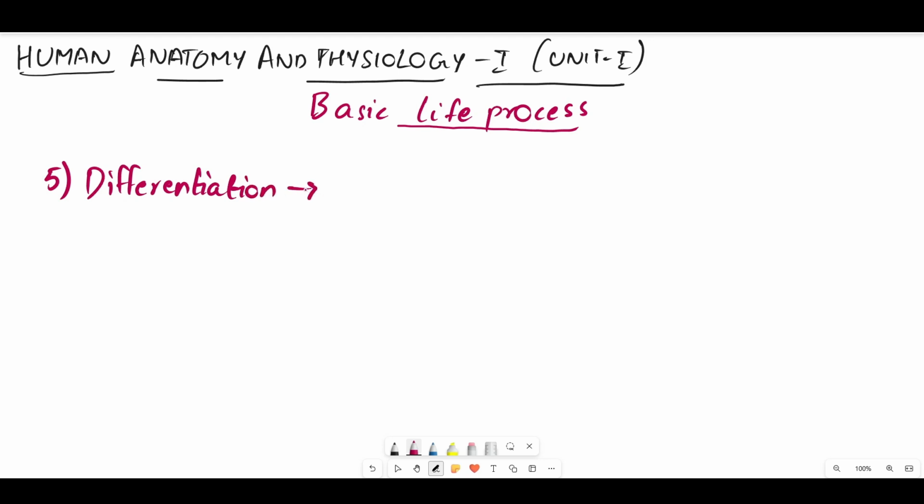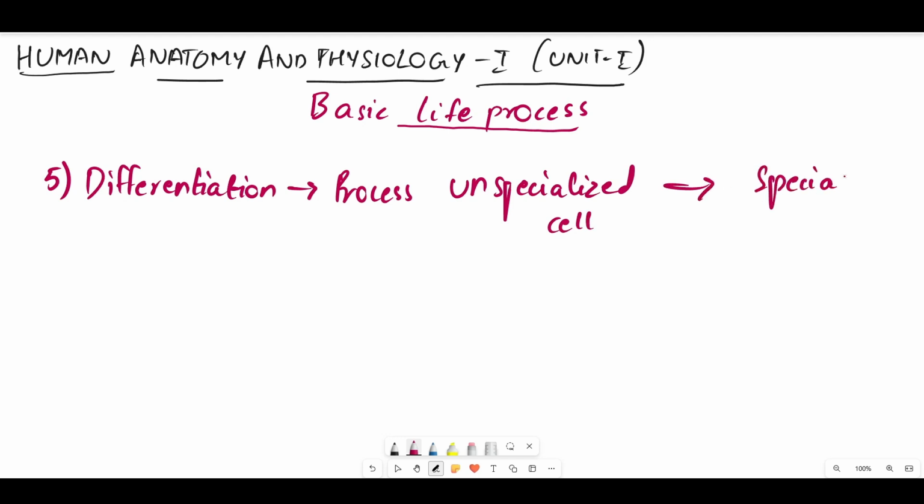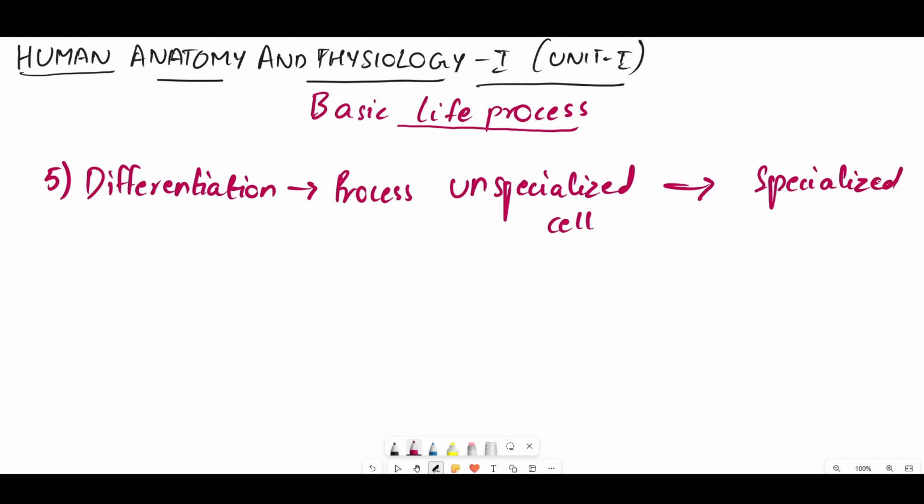Next one is differentiation. What is differentiation? It is the process that converts an unspecialized cell to a specialized one. How? The unspecialized cell converts into a specialized cell in order to carry out certain functions.